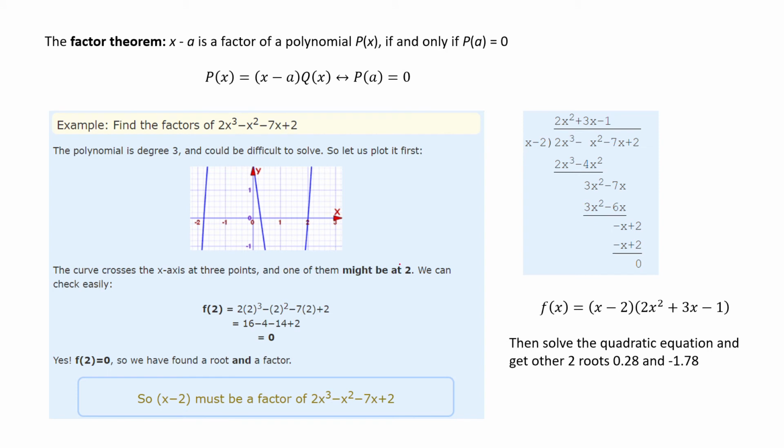Finally, we have our factor theorem. That is, x − a is a factor of a polynomial if and only if p(a) is 0. So it's vice versa. That means if p(a) equals 0, then x − a is a factor of p(x). Actually, this way is more useful. How can it be used? We can use it to solve a higher degree polynomial by hand.